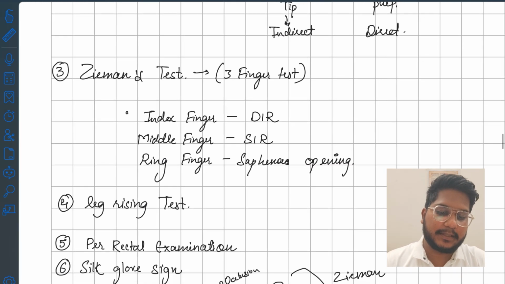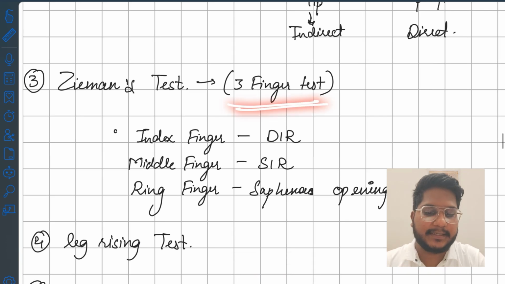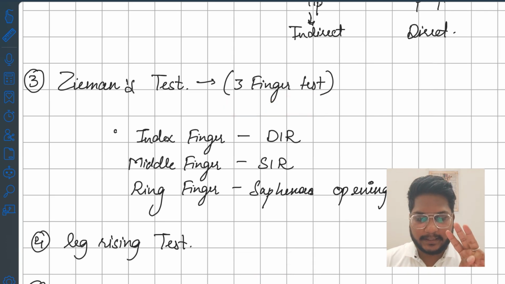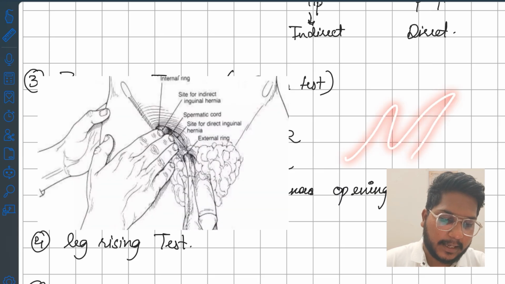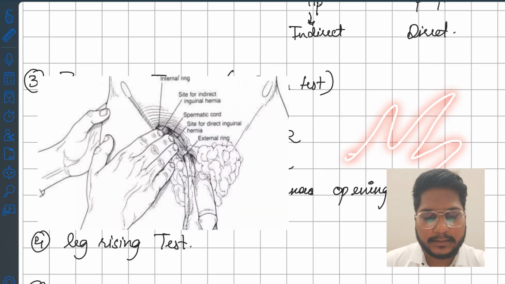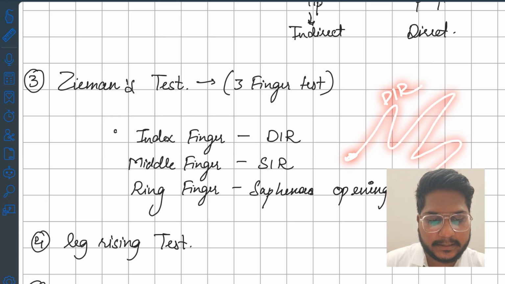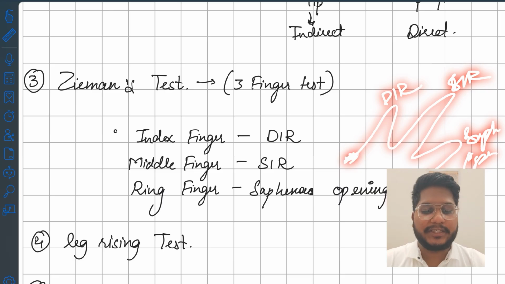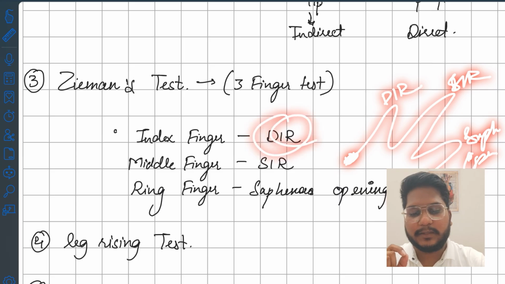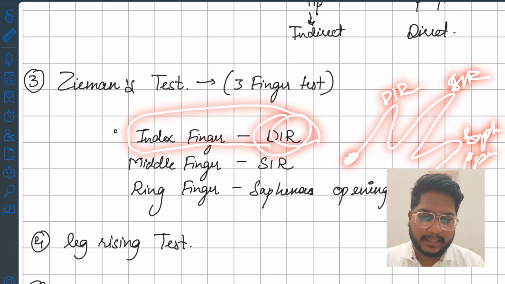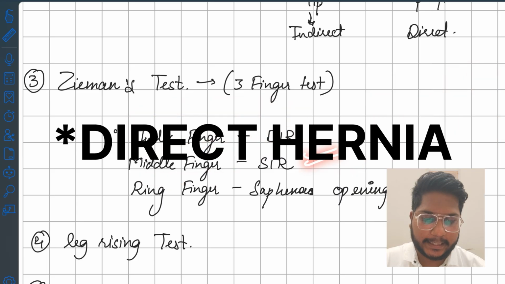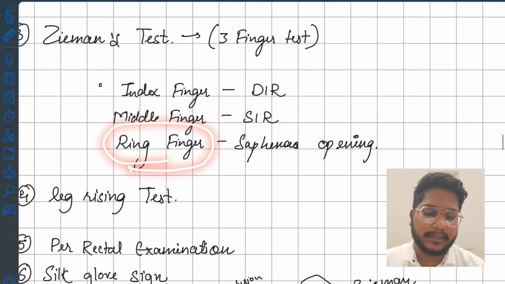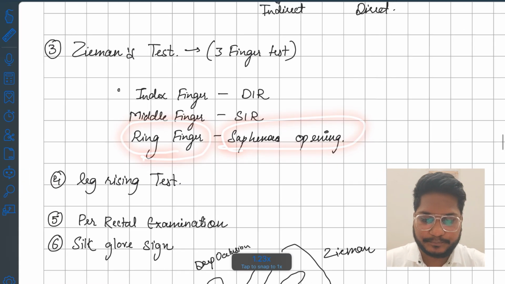Now the third test, which is the three finger test or the Ziemann test. In this we take three fingers: the index finger, the middle finger, and the ring finger. The index finger is kept on the deep inguinal ring, the middle on the superficial inguinal ring, and the ring finger on the saphenous opening, and we tell the patient to cough. When the patient coughs, we will feel some impulse. If it is felt on the deep inguinal ring, it means there is an indirect hernia. In the middle finger, direct hernia, and if it is felt on the ring finger, it is a femoral hernia.